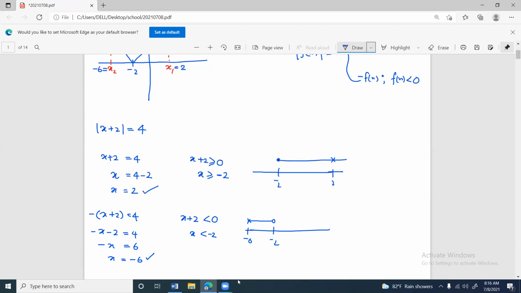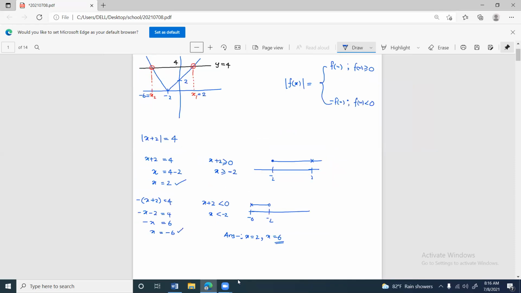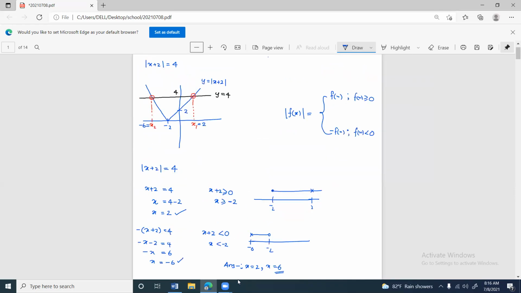Therefore you can write the answers: x equals 2 and x equals minus 6. Those are the solutions for this modulus equation. That is the way of understanding the solutions for this question. Yes, it's minus 6, sorry. Thank you.